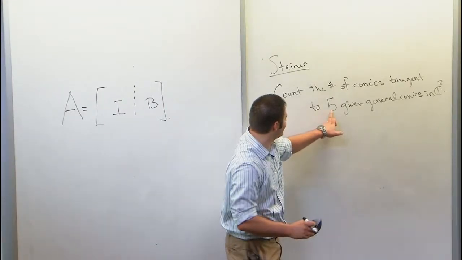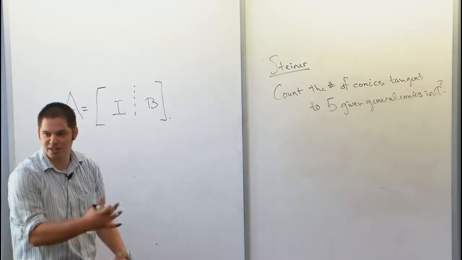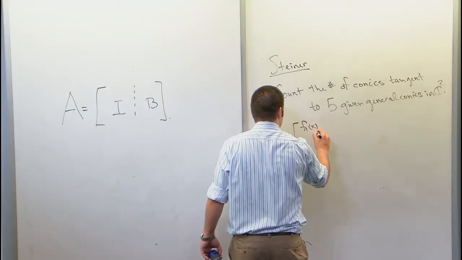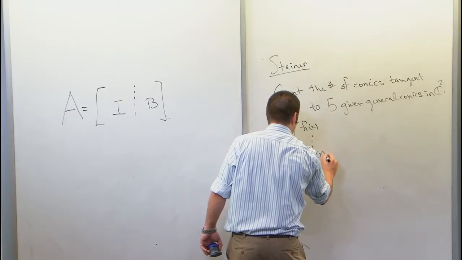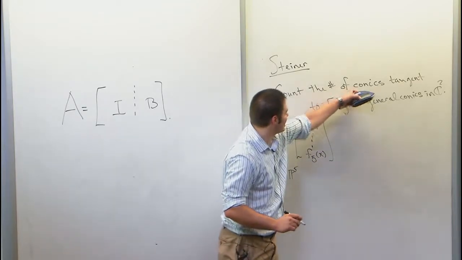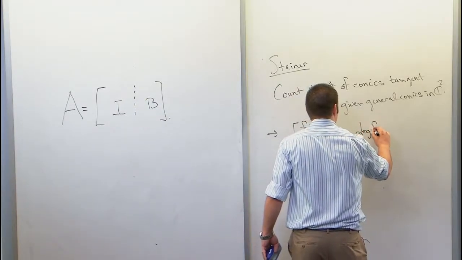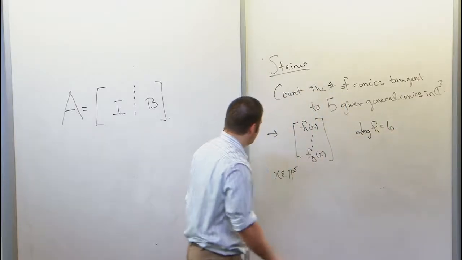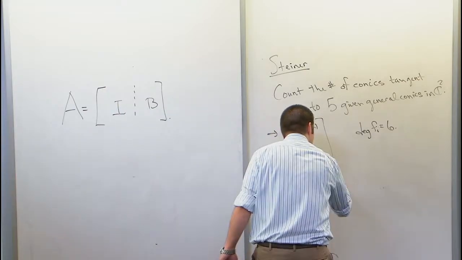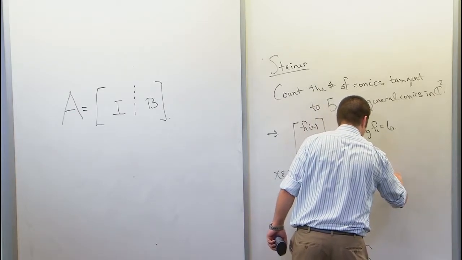Remember, if I pick one conic, I have a hypersurface of conics tangent to that, and the degree of that hypersurface is 6. So this translates into a system of 5 polynomials. Here, x is in P5, and you can think of conics as equivalent to P5. The degree of Fi is 6. So this is a square system, and now you track 6 to the 5th, which is 7,776 paths.